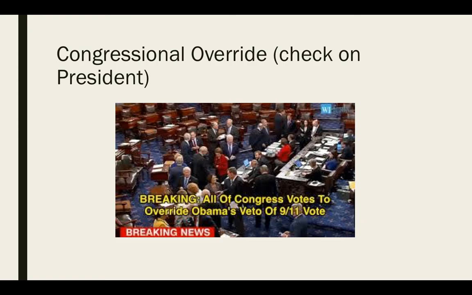So Obama was looking at how this was going to affect relationships with other countries, specifically Saudi Arabia, and he was concerned about if this specific bill here went through, how was that going to affect our relations with Saudi Arabia? Congress says we really don't care. We're representing our people here in the United States, and we are going to vote to override his veto.